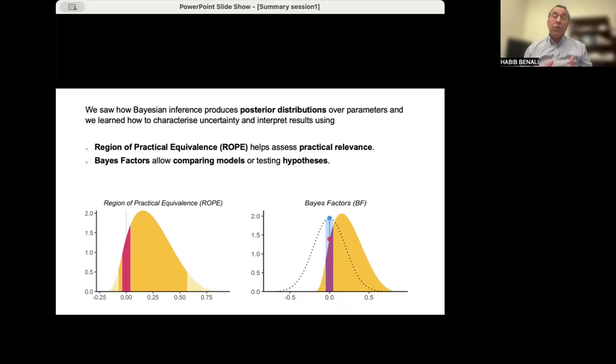We also introduced the region of practical equivalence, or ROPE, which helps assess practical relevance, and Bayes factors, which allow comparing models or testing hypotheses.